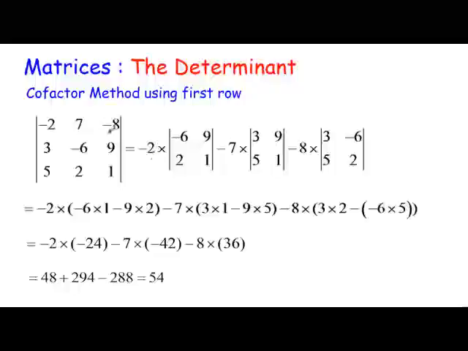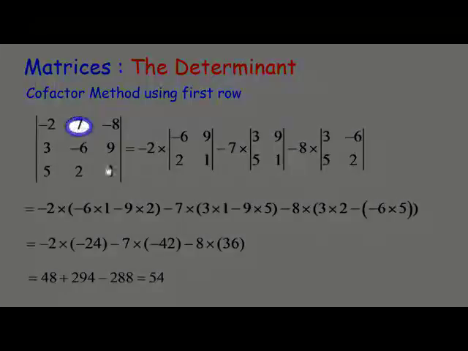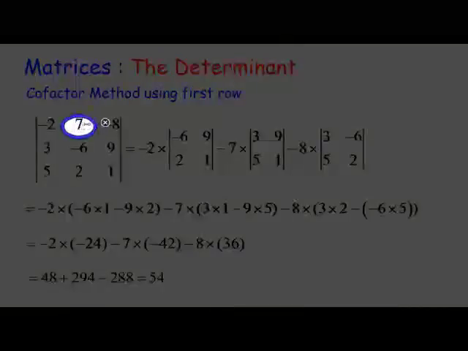Now the next one, the 7. I'll just move it up here. You can see it's in the first row, but it's in the second column. So it's -1 to the power of, sorry, the first row 1 and the second column 2, so it's -1 to the power 3, so it's -1. So it's -1 times 7, and that's where we get the -7 from.